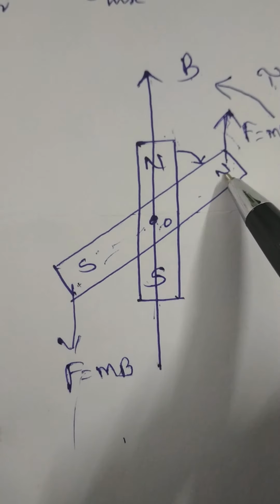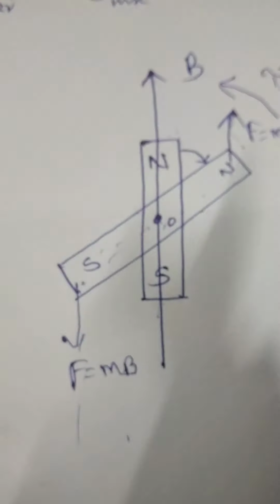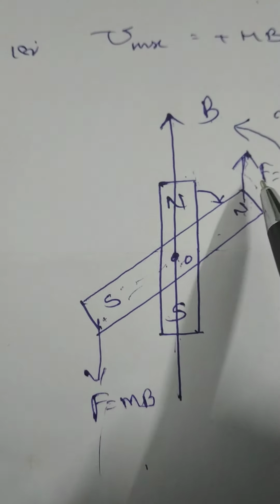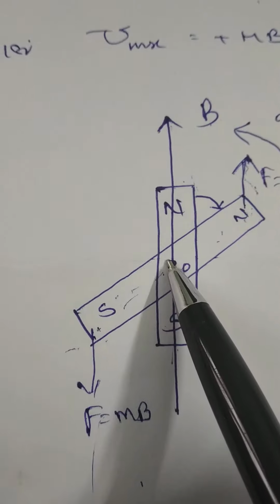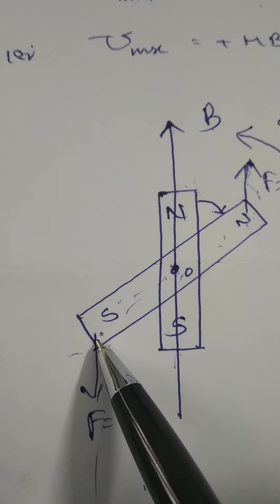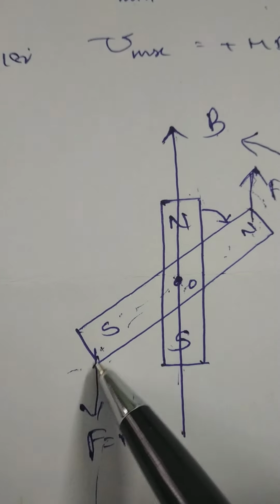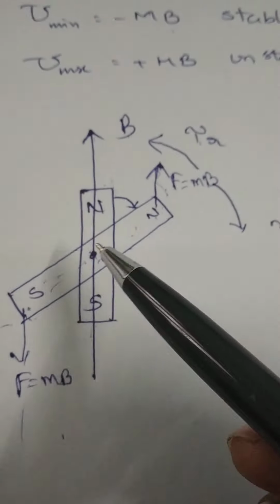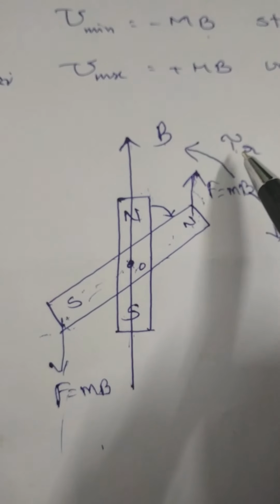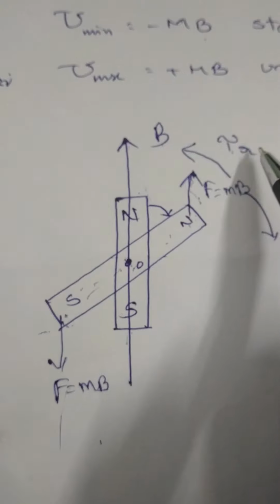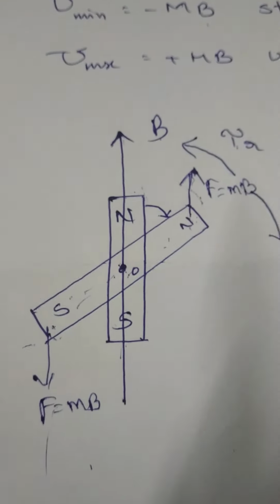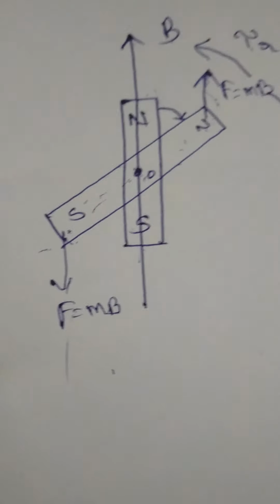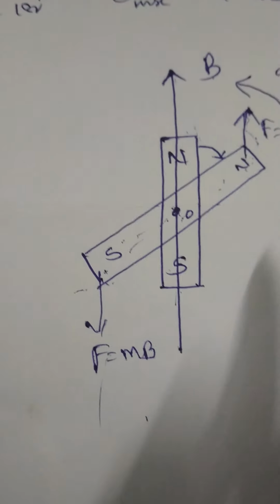This will try to rotate the dipole in what direction? Anti-clockwise direction. That means these two forces try to rotate the dipole along the field direction. That's why these two forces form a couple, and this couple is called the restoring couple. Again, the restoring couple or the torque acting on the dipole is given by tau is equal to mB sin theta. Okay. Tau equal to mB sin theta.